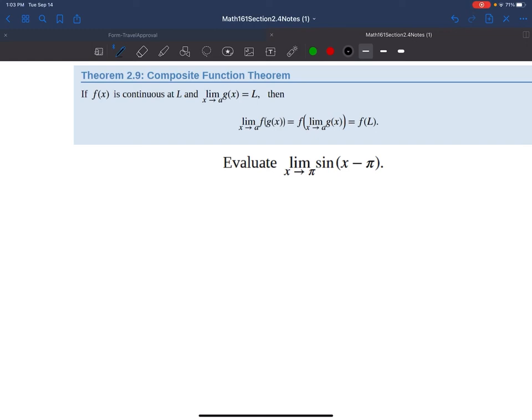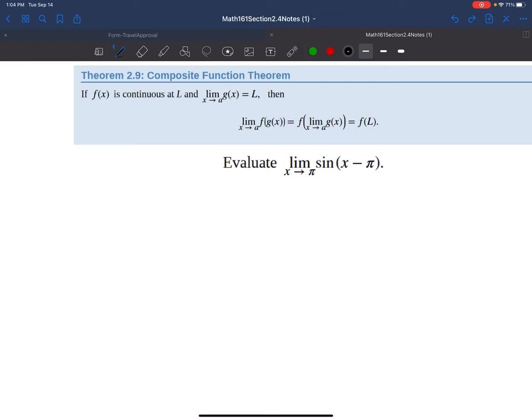So here's what this basically says, guys: if you have a function inside of a function, as long as the inner function has an existing limit, and the outer function is continuous at whatever that limit is, then the overall limit can be found just by plugging L into the outer function.